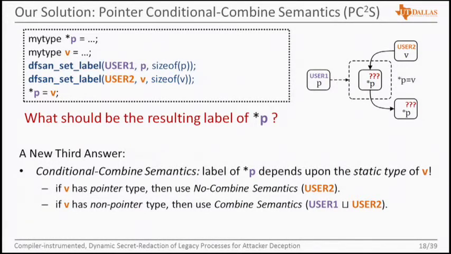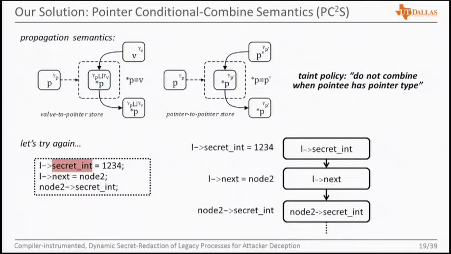So basically, the semantics dictates that if V has a pointer type, then we should use a non-combined semantics. However, if V has a non-pointer type, which means it's a value, then we should combine the label of the pointer with the label of the pointee. So to see how this solves our problem, let's look at our example again. So I assign 1, 2, 3, 4 to the secret integer, and it gets tainted because it's a non-pointer value. And when I create a new node and try to assign it to that list, it works in the way we expected.